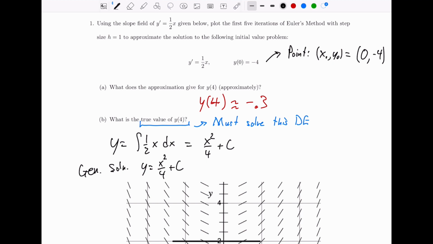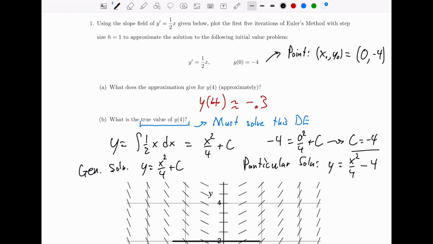So if we plug in x equals 0 and y equals -4, then we will get -4 equals 0 squared over 4 plus c. Well, 0 squared is just 0. So we just have 0 plus c. So c equals -4. So we have the particular solution here, and this is the solution for our initial value problem. Y equals x squared divided by 4 minus 4. So now that we have the particular solution, the precise solution to this initial value problem, we can find the exact value of y of 4.